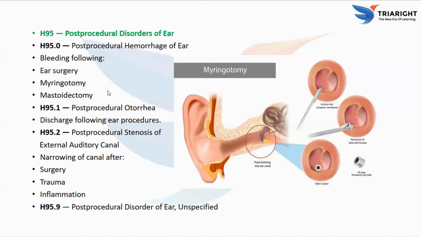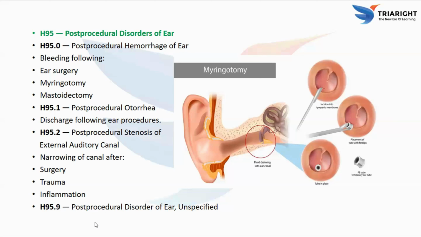So the next is mastoidectomy. This is a more complex surgical procedure that removes the diseased mastoid air cells, which are located in the skull bone behind the ear. This is typically performed to treat mastoiditis or cholesteatoma. The next one is H95.1 for post-procedural otorrhea. This indicates discharge from the ear following procedures, and H95.2 for post-procedural stenosis of the external auditory canal. This is a narrowing of the ear canal after surgery, trauma, inflammation, and also myringotomy.